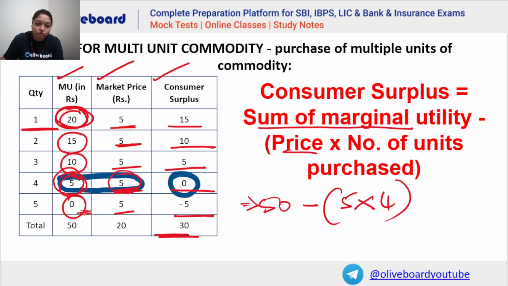He should not go for the fifth one, because the fifth one is not giving him any marginal utility. Can you see? It is 0. Even though he is paying 5 rupees, marginal utility is 0. That means satisfaction is 0. Will you pay money for 0 satisfaction? Never, right? So he should stop at the place where the marginal utility equals the market price. So that is 4 quantities. That's why 5 into 4, which is 20, and 50 minus 20 is 30. This will be your consumer surplus.